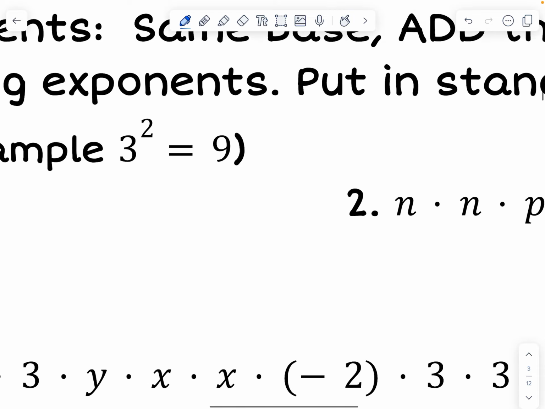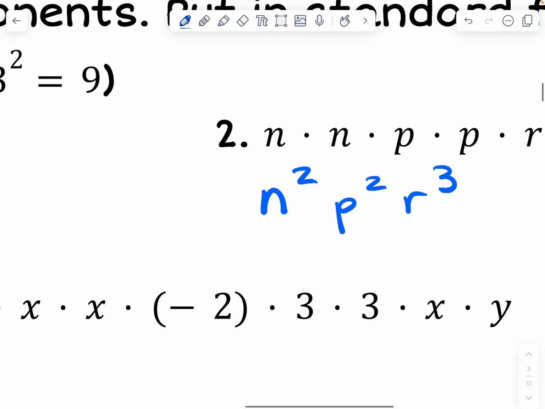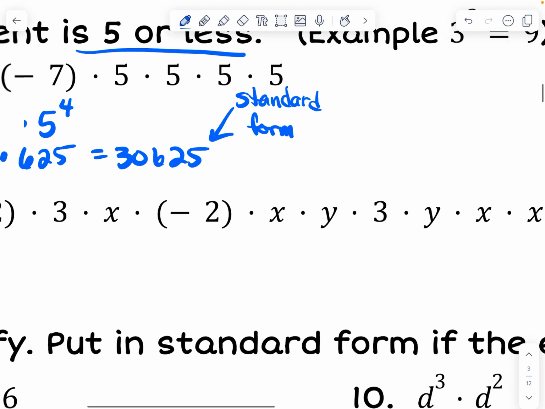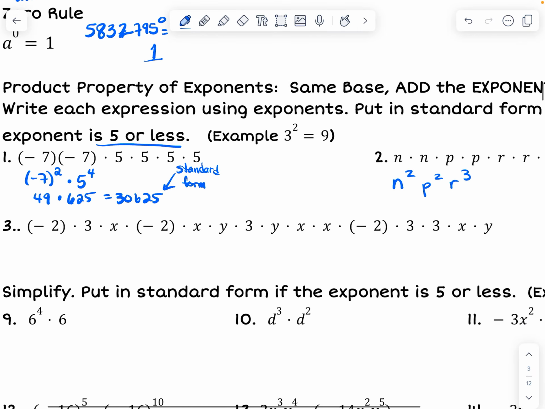Okay, so we're going to come over here. So how many n's do I have? I have 2. How many p's do I have? 2. How many r's do I have? 3. And that's all you do. This next one, I have to make it smaller because look at all that. I've got lots of stuff.